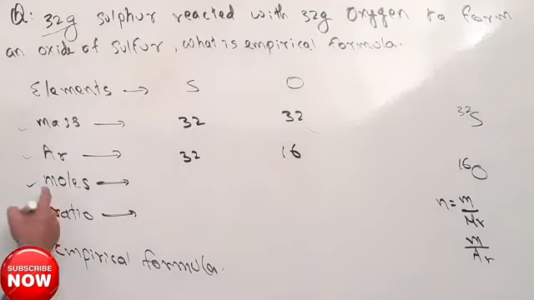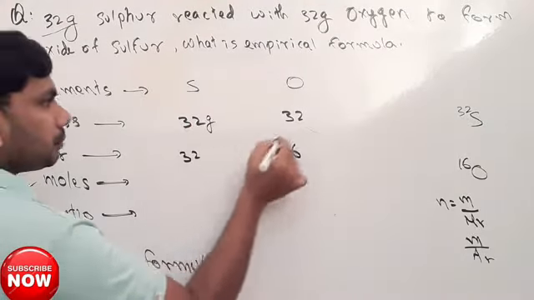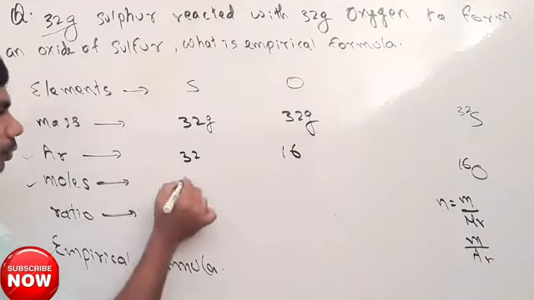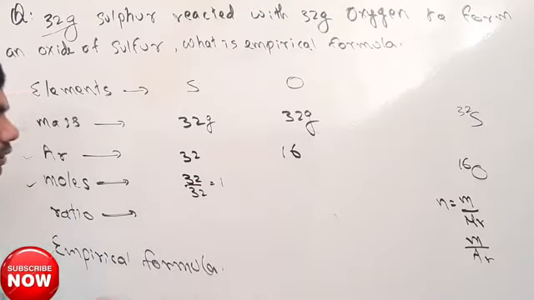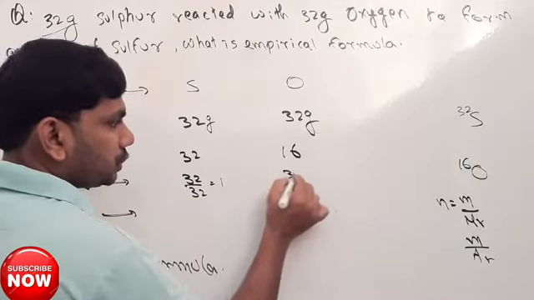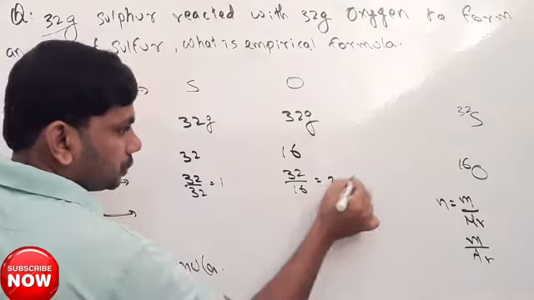What is the mass of sulfur? Sulfur mass 32 gram, oxygen mass also 32 gram. So the number of moles of sulfur is 32 divided by 32, answer 1. The number of moles of oxygen is 32 divided by 16, so the answer is 2.